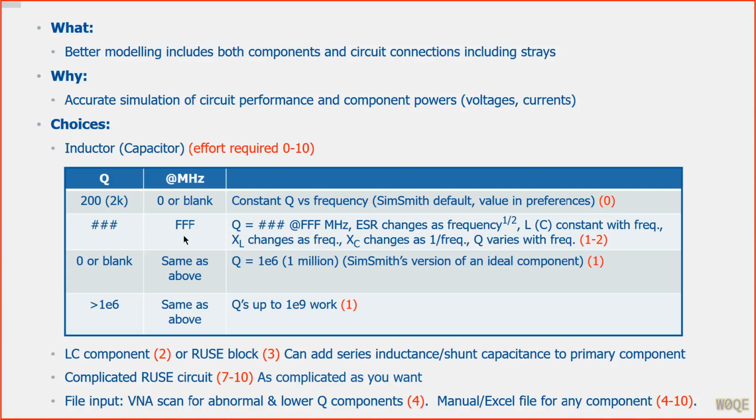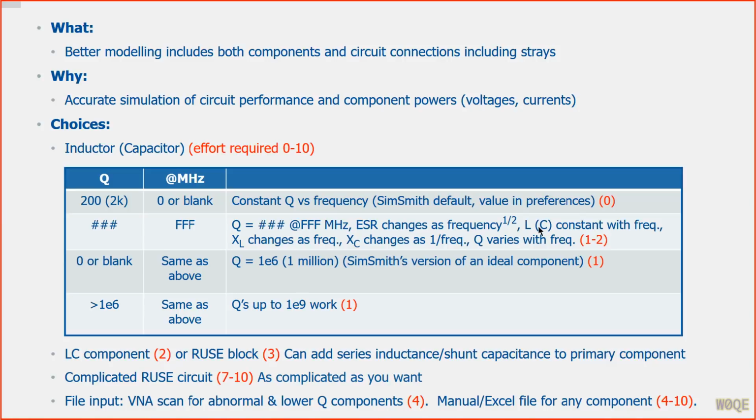Now the ESR, the resistive piece of the Q, changes as the square root of frequency. So if you double the frequency, the series resistance goes up by the square root of 2. As I indicated in a previous video, that was pretty much what that little capacitor did, and that's pretty much what most components do.